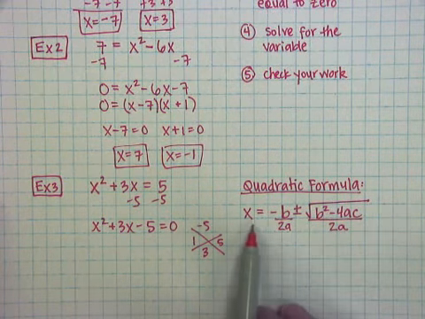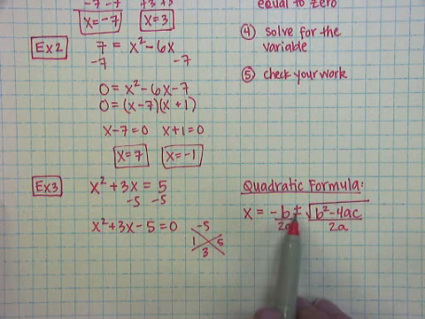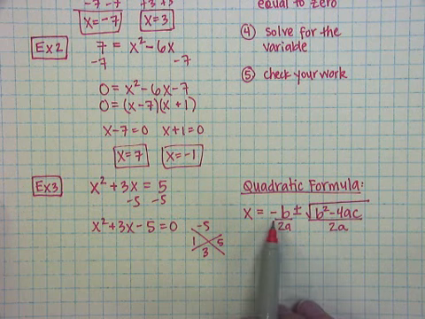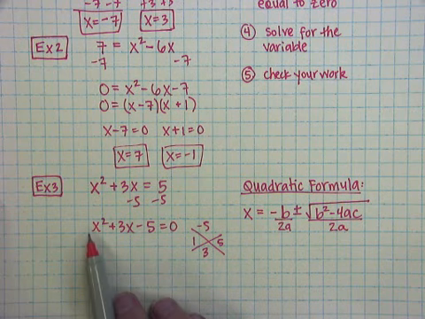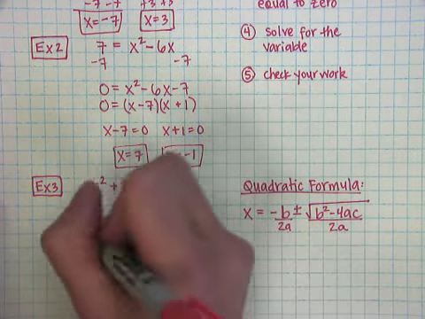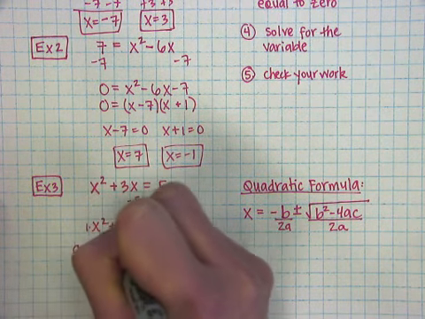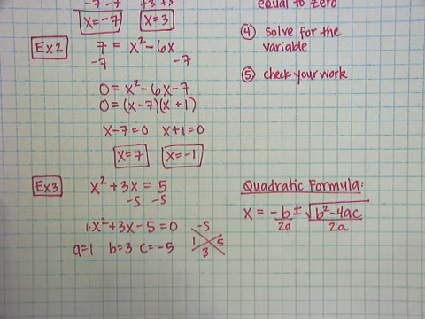So the quadratic formula says x equals negative b, or the opposite of b, plus or minus the square root of b squared minus 4ac, both over 2a. Or you might have seen it last year where it's one big division bar all over 2a. In any case, the a, the b, and the c are the numbers in front of the x squared, the x, and the just plain number. So for me, there's a little 1 here, so a is 1, b is 3, and c is negative 5.